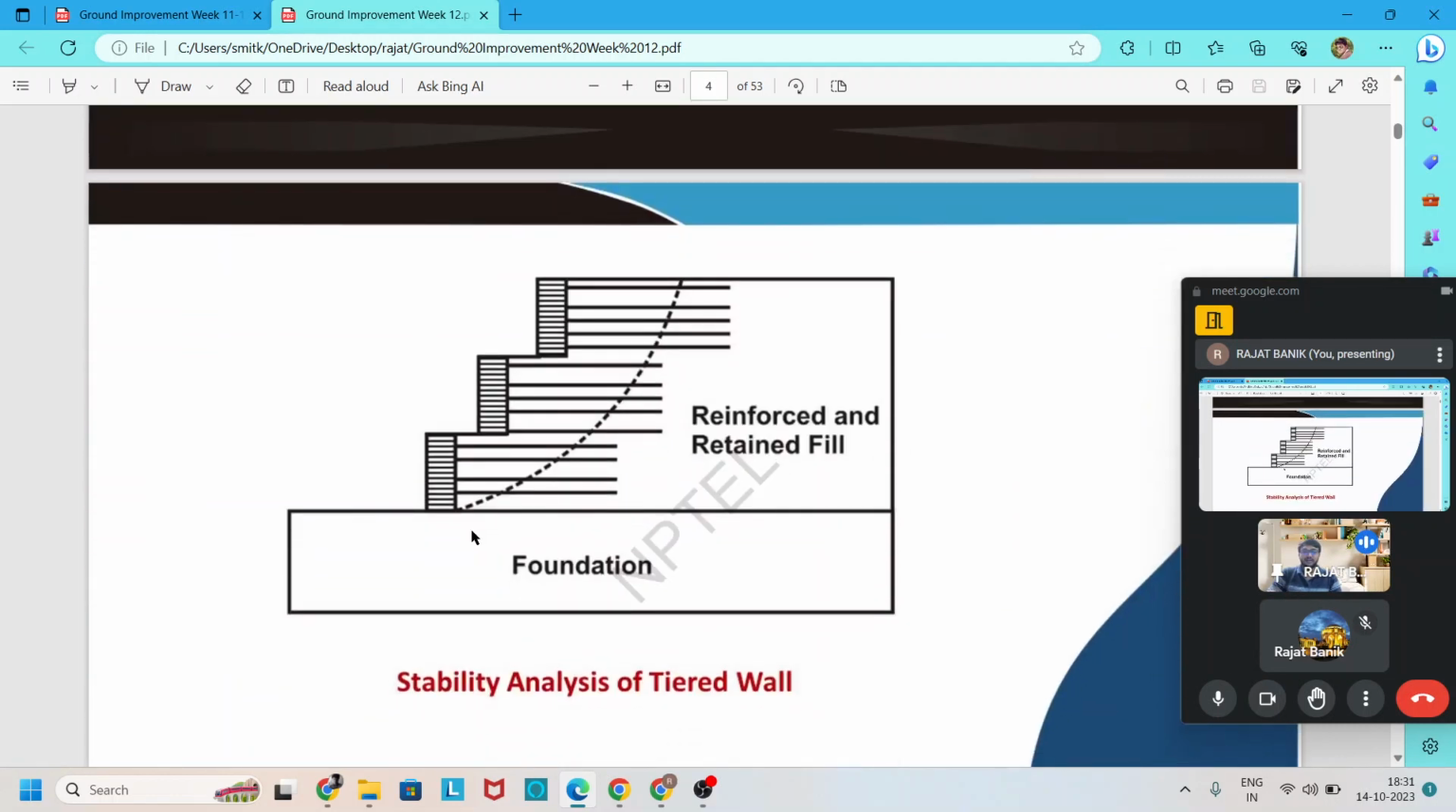You can see that there is one wall. A step-like, stair-like structure is created when the height of the wall is very large. So we divide the wall into a number of sections and design them one by one, and we can see the step or stair-like structure created this way.